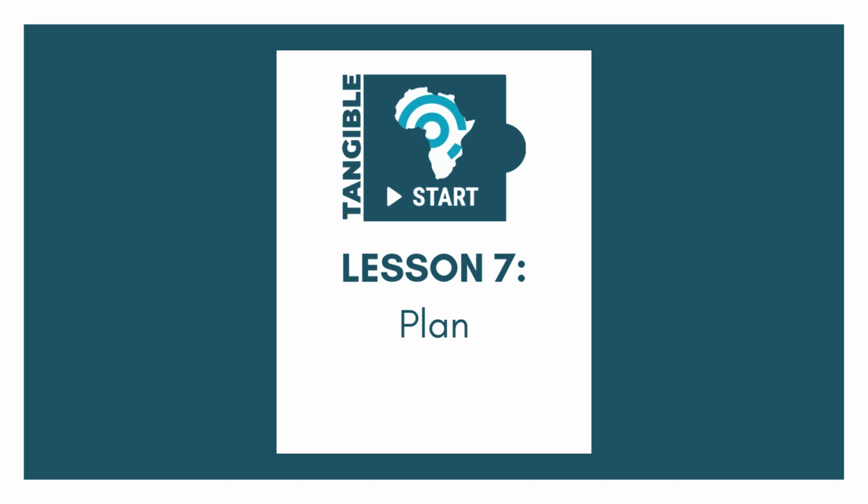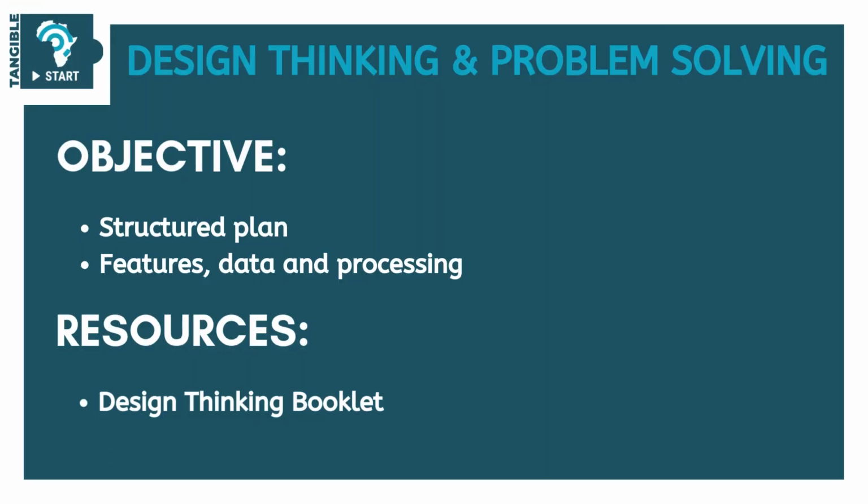Let's get started with lesson 7, the planning lesson. The objective of this lesson is to take the brainstorming you did in the previous lesson and use it to create a more structured plan for what your apps will have, what features it will have, what data it will collect, and how it will process the information. For this activity, you need the Design Thinking booklet.